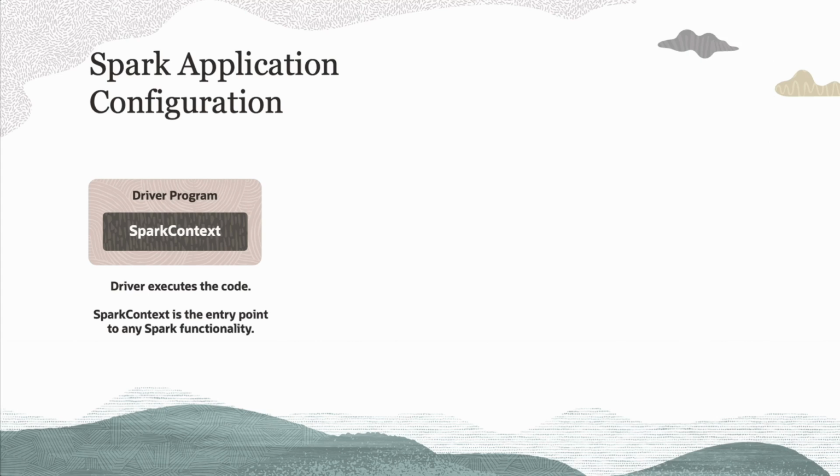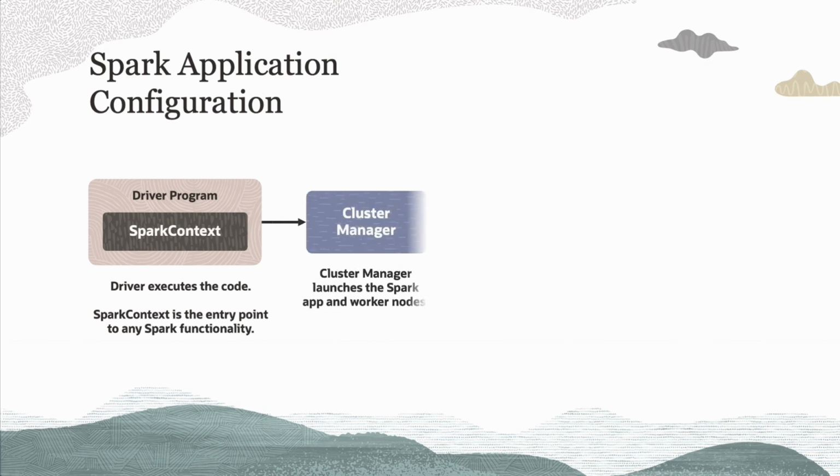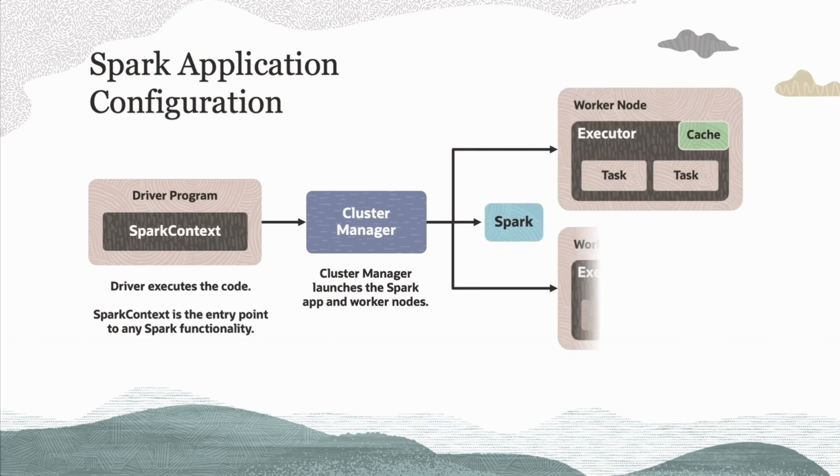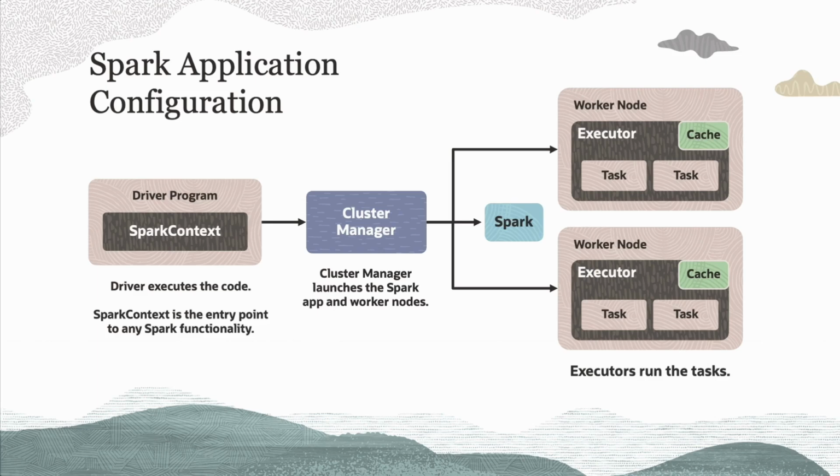Spark context is the entry point for any Spark functionality, and the Spark driver is the central coordinator that executes the code. It communicates with a cluster manager, which launches the Spark application, and multiple distributed worker nodes. Each node has at least one executor, which is responsible for running the tasks. Executors register themselves with the driver and provide it with their information. This working combination of driver and workers is known as the Spark application.